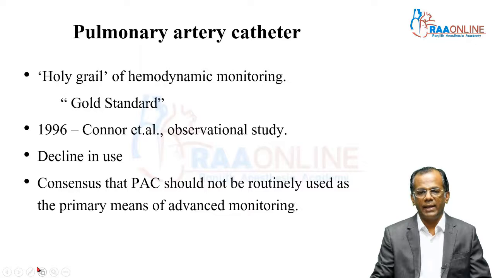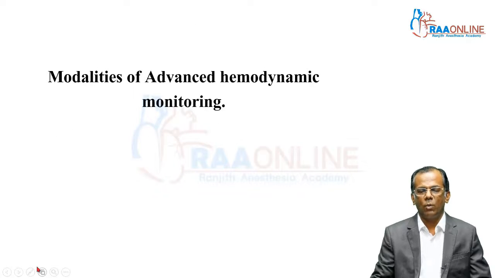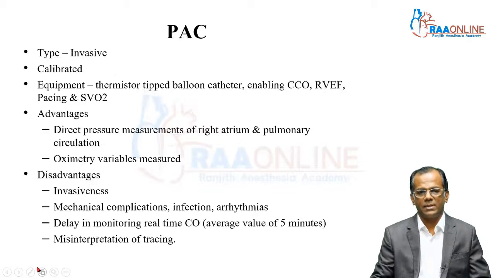This was till 1996 when Connors et al. came with their observational study, and ever since that time there's been a decline in use of the pulmonary artery catheter. The present consensus is that the pulmonary artery catheter should not be routinely used as a primary means of advanced monitoring. So what are the modalities of advanced hemodynamic monitoring that are available to us?